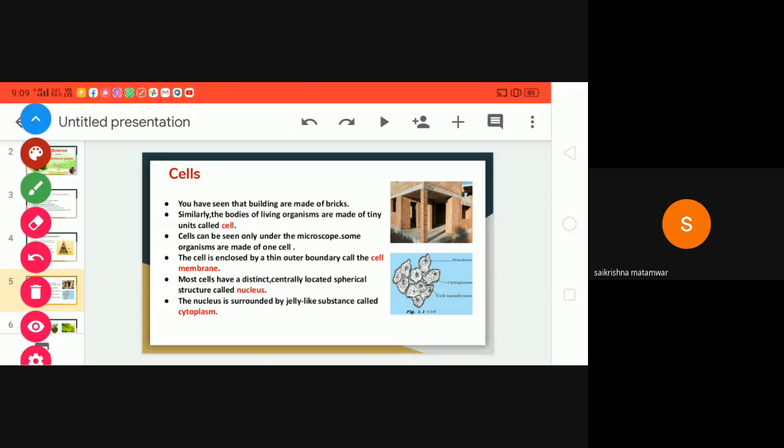So the cell is enclosed by a thin outer boundary called the cell membrane. The outer boundary of the cell is called the cell membrane. Is it clear, children? Most cells have a distinct, centrally located spherical structure. Every cell contains a spherical structure. The centrally located spherical structure is called the nucleus.